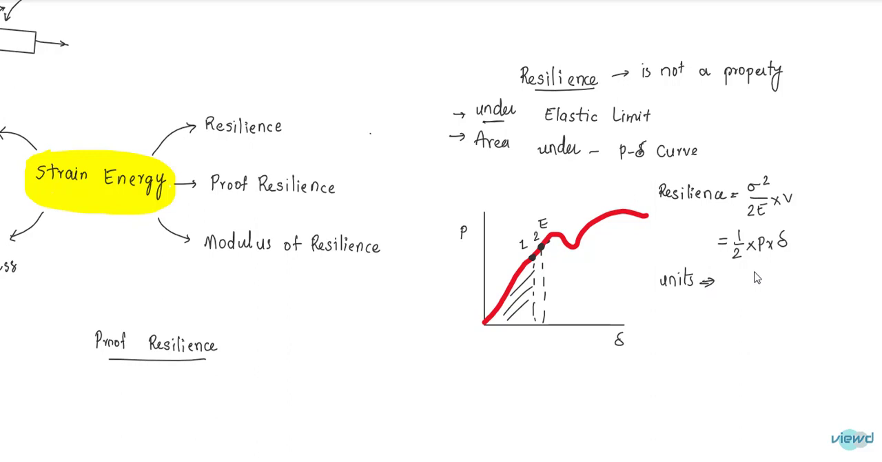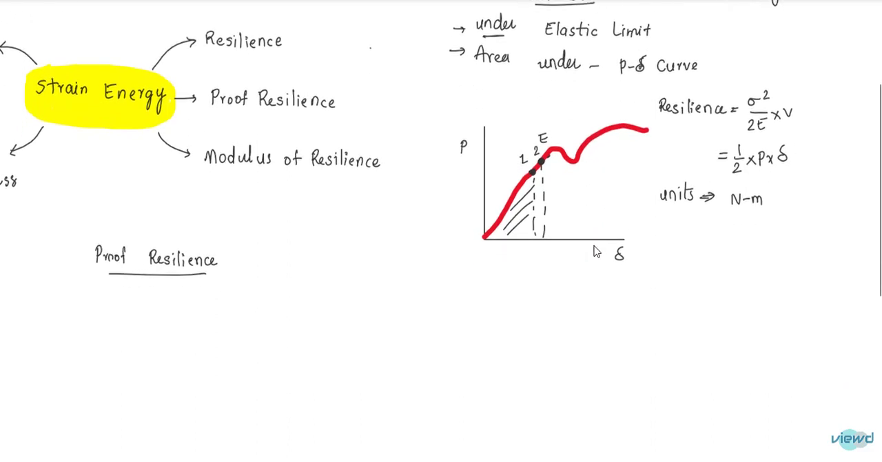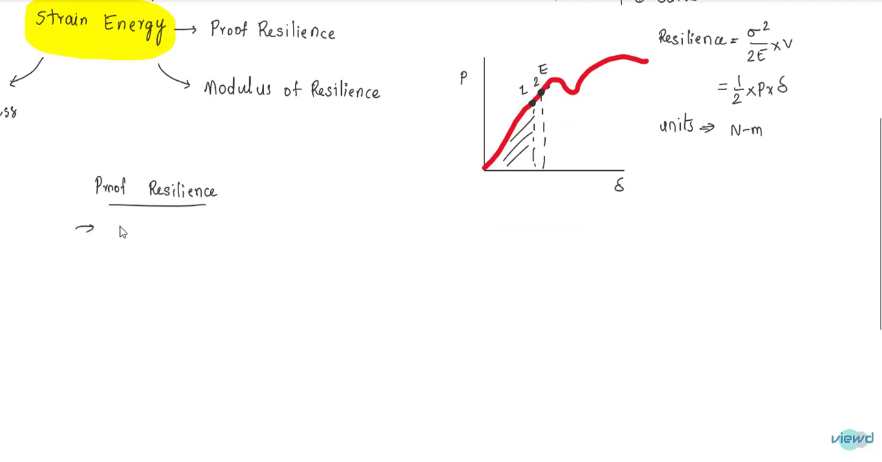So what are the units for resilience? Units means it is the work done, strain energy or work done. That means Newton meter. Newton meter is the unit of resilience. Now let us see what is proof resilience. Proof resilience is the energy absorbed up to elastic limit, not under elastic limit, up to elastic limit.